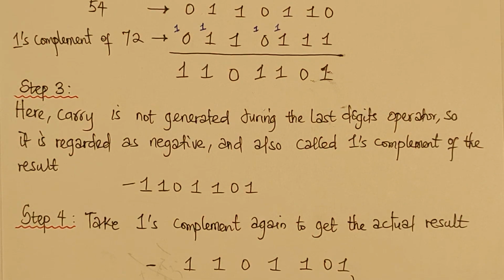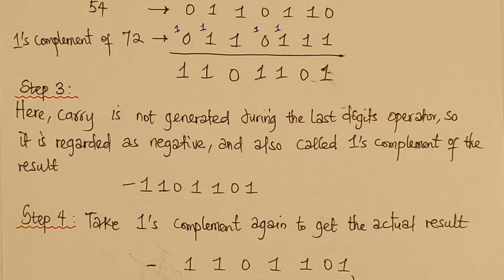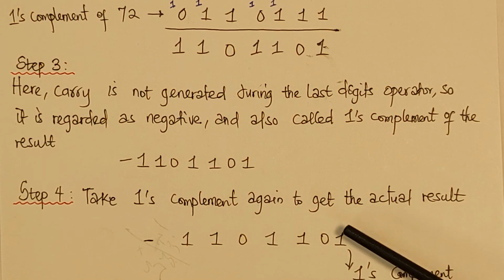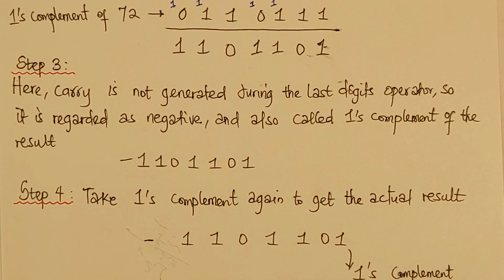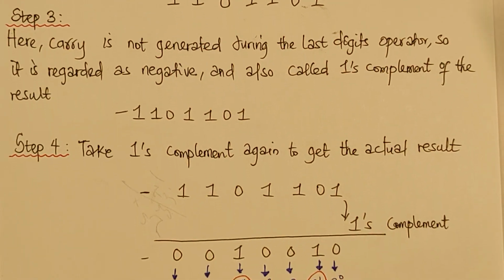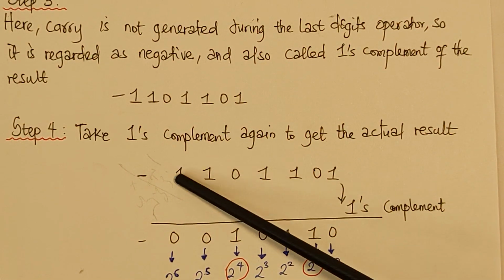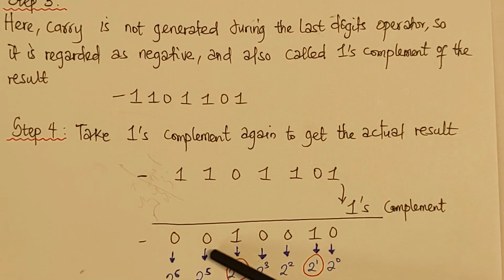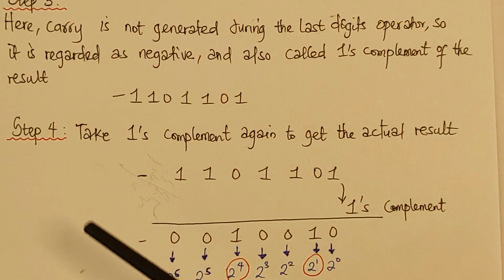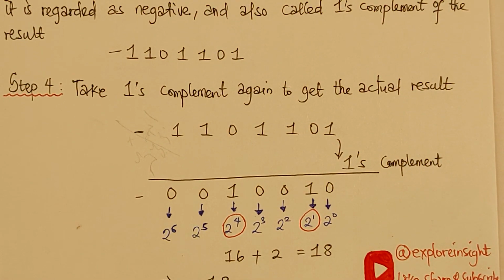Step 4 said we're going to take the first complement again to get the actual result. So we're going to take the first complement of this, and like I said, first complement actually means taking the opposite bit. So where there is 1, you change to 0, and when there is 0, you change to 1. So to that, we are going to have 1 as 0, 0 as 1, 1 as 0, 1 as 0, 0 as 1, 1 as 0, 1 as 0. So at the end of the day, we're going to have this value. Don't forget the negative.